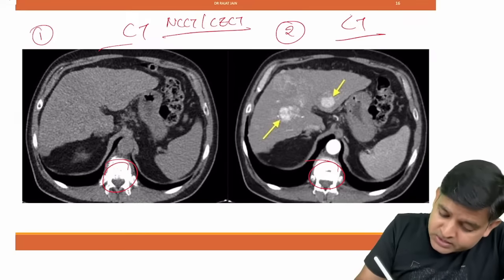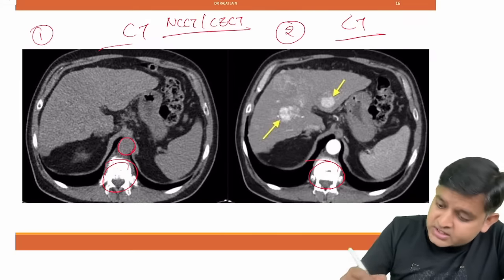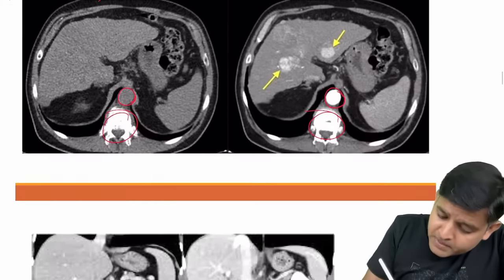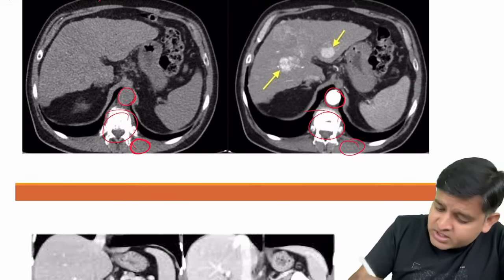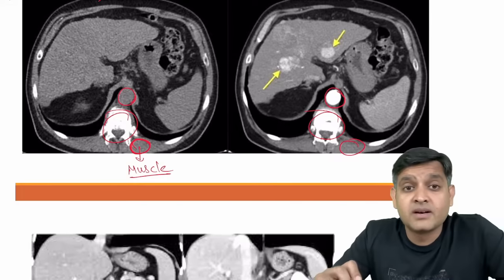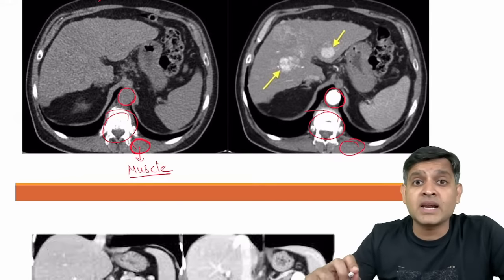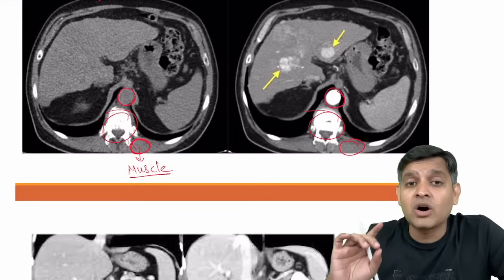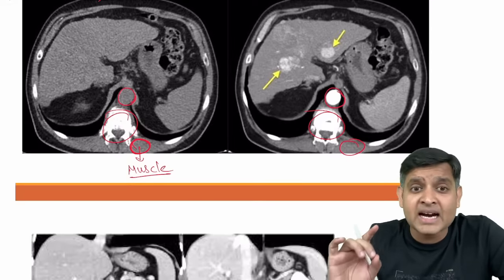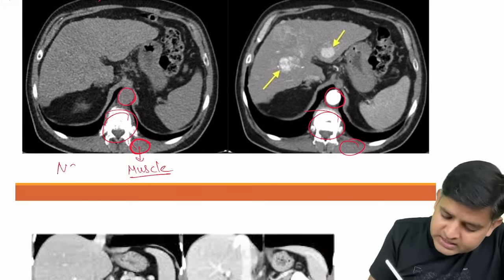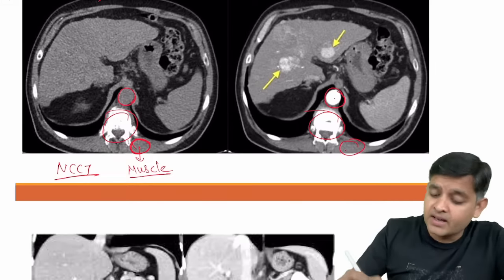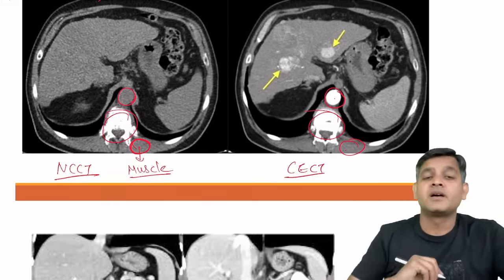So what you have to do is you have to see this structure. What is this structure? This is a blood vessel. And you have to compare the blood vessel with this structure. What is this structure? This is a muscle. Compare the blood vessel with the muscle. If the muscle and vessel are looking exactly the same, it's a non-contrast CT. If the vessel is whiter than the muscle, it's a contrast enhanced CT.